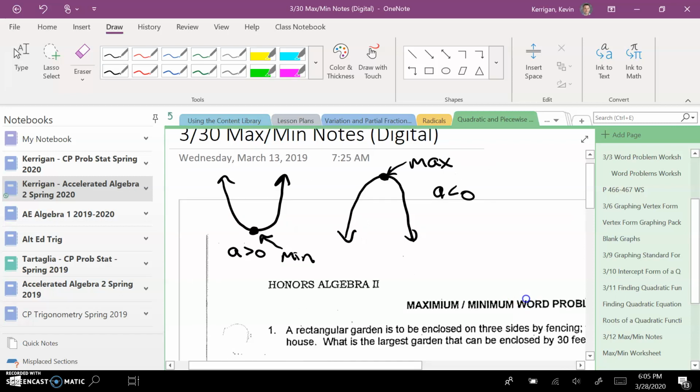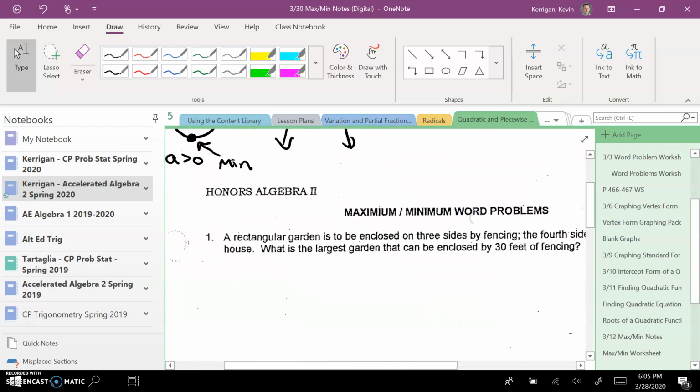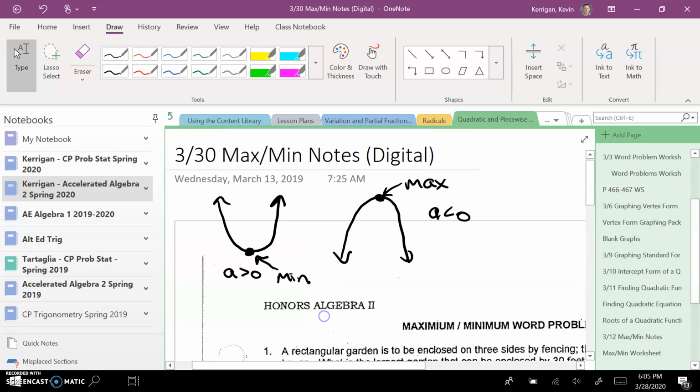So the whole point of today is when we're in word problems, if we can get any situation that we're trying to maximize or minimize, whether it's maximizing the profit of something or minimizing the cost or maximizing area, as long as we can get that in terms of a quadratic function, all we have to do is find the vertex of that function to figure out what the maximum or minimum is.